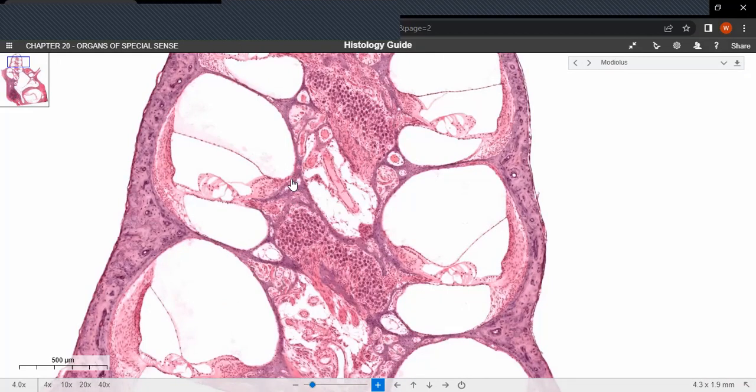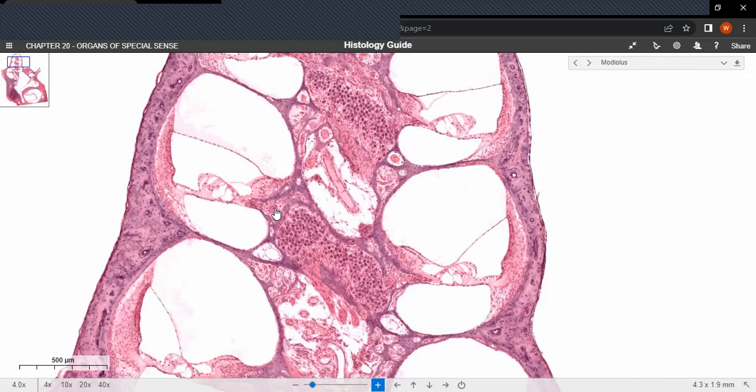Then we have, remember, this is the outer side. We have an outward projection of the modulus into the cochlear division. That is what is known as the spiral lamina. Sorry, I was correct, this is the spiral lamina. I don't know why I'm doubting myself.